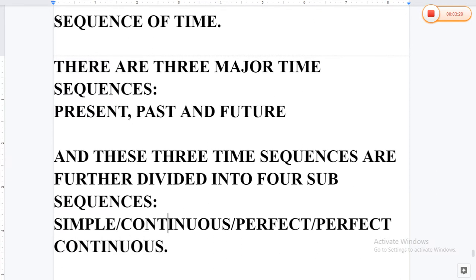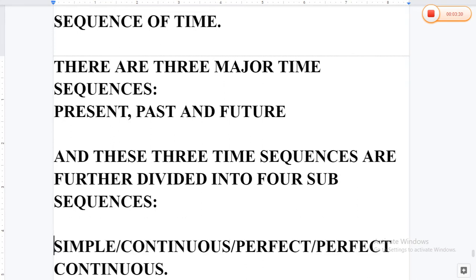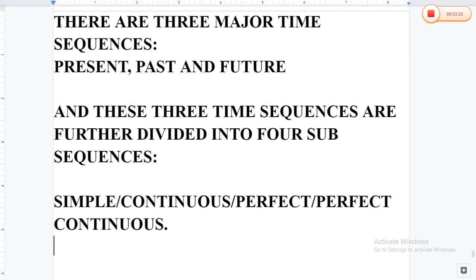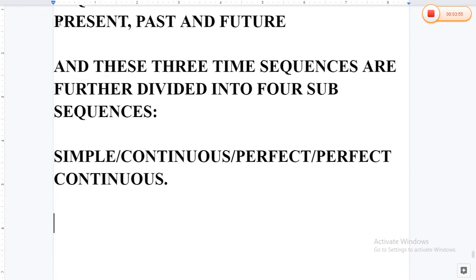So there are three major sequences: present, past, and future, and each of these is further divided into 4 subsequences: simple, continuous, perfect, and perfect continuous. So you can say present simple, present continuous, present perfect, present perfect continuous, past simple, past continuous, past perfect, past perfect continuous, future simple, future continuous, future perfect, and future perfect continuous. We start with present simple tense.